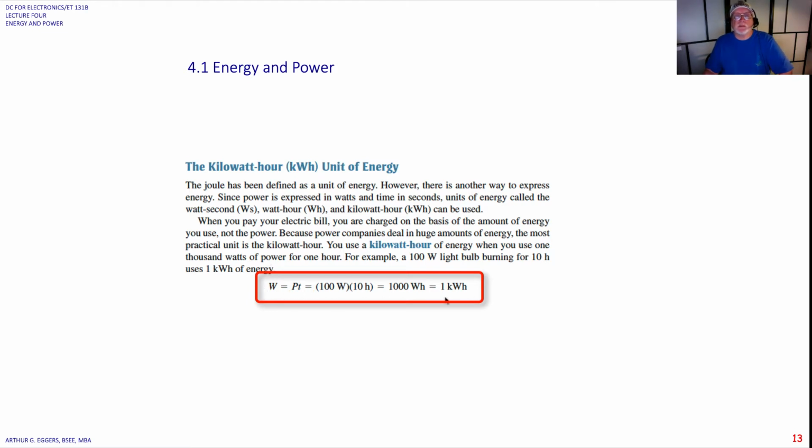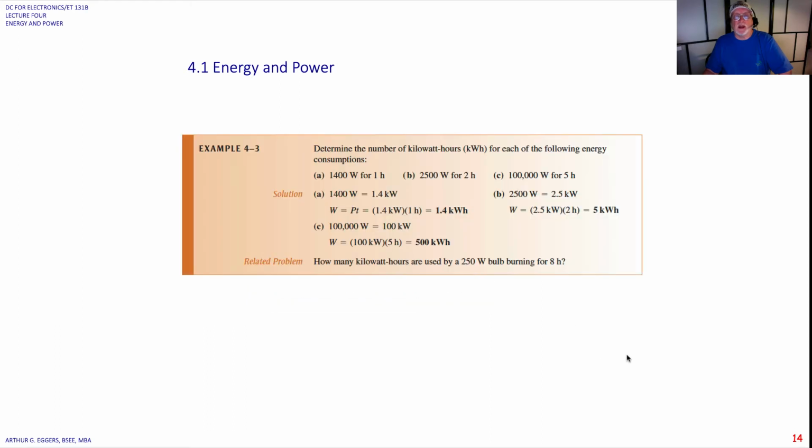Okay, and we can see the mathematical relationship here. Power times time. 100 watts of power times 10 hours gives us 1,000 watt hours, or 1 kilowatt hour. So let's determine the number of kilowatt hours for each of the following energy consumptions: 1,400 watts for 1 hour, 2,500 watts for 2 hours, 100,000 watts for 5 hours. In every case, we're just going to find the product here.